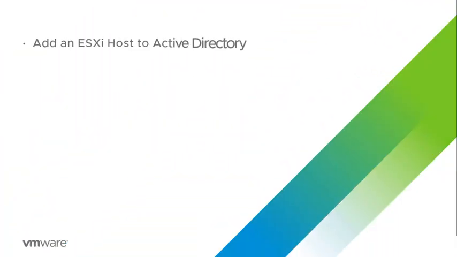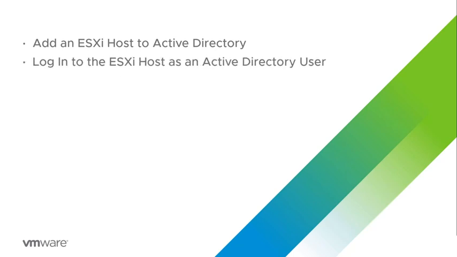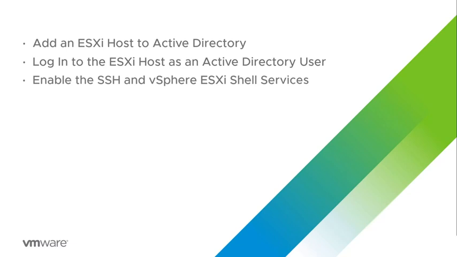In this lab exercise, we will first add an ESXi host to Active Directory. Then we will log into the ESXi host as an Active Directory user to verify that we can use Active Directory authentication services for login. Finally, we will enable the vSphere ESXi shell and SSH services on the ESXi host. These are common requirements when setting up or troubleshooting an ESXi host, so you want to know how to enable these services. It's time to finish the introduction and get started.